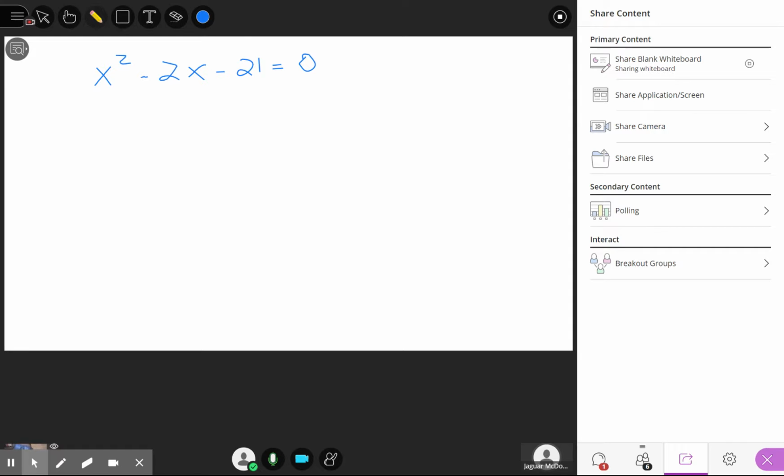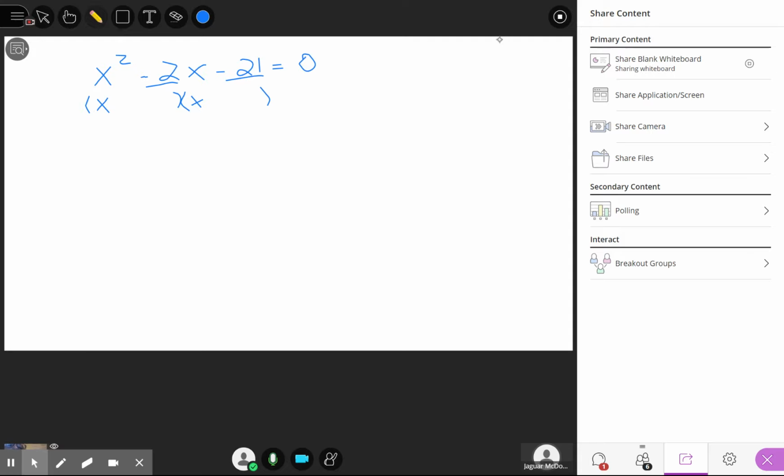You may want to try to solve this first by factoring and putting down our two parentheses and say what times what is x squared? Well, that would be x times x. And then think what multiplies to negative 21 that would add to negative 2.